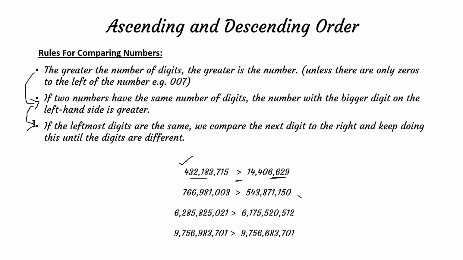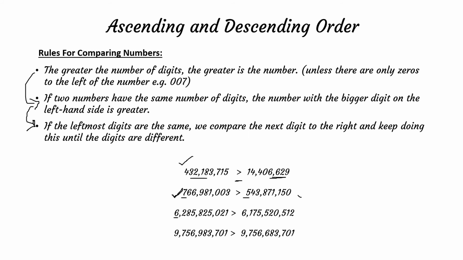Now look at this example. Here the number of digits are 9 in both numbers, so the number of digits are equal. So now what we do is, the number with the bigger digit on the left hand side is greater. So let's look at the first digit from left side. Here it is 7 and here it is 5. So this number is greater because the digit on left hand side is greater.